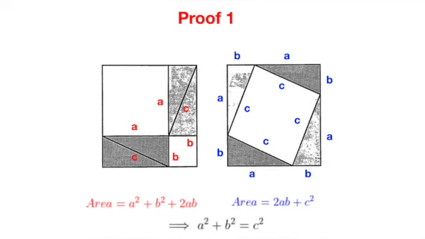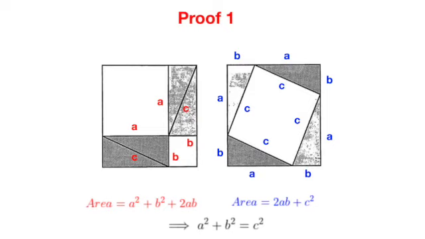Now, let's divide up the big square in a different way, with the 4 right angle triangles from earlier lining up the sides of the square. Now we see that there's a big square in the middle of area c square, as well as the 4 right angle triangles, each of area half ab. So the total area is then 2ab plus c square.